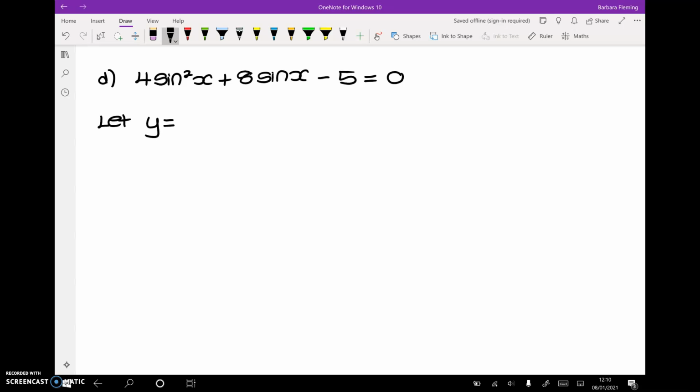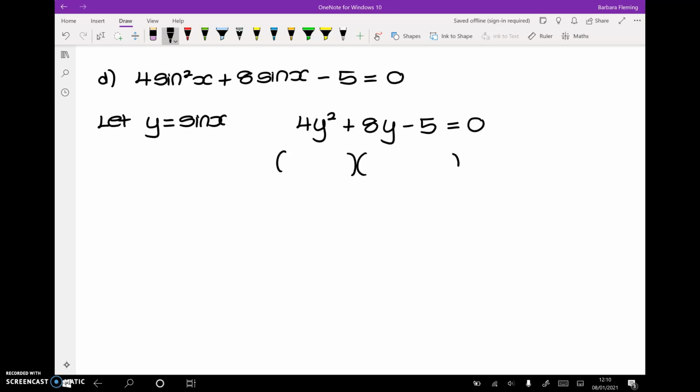Let y equal sine x. I'm using y so that we're not getting muddled with too many x's. So if I swap that in, we'll have 4y squared plus 8y take away 5 equals 0. So now we've got a really standard looking quadratic. It's equal to 0 as we want with quadratics. There's no highest common factor, but still look out for one in case. It's not a difference of 2 squares, but again, look out for them. But this is a standard quadratic that we could factorize.